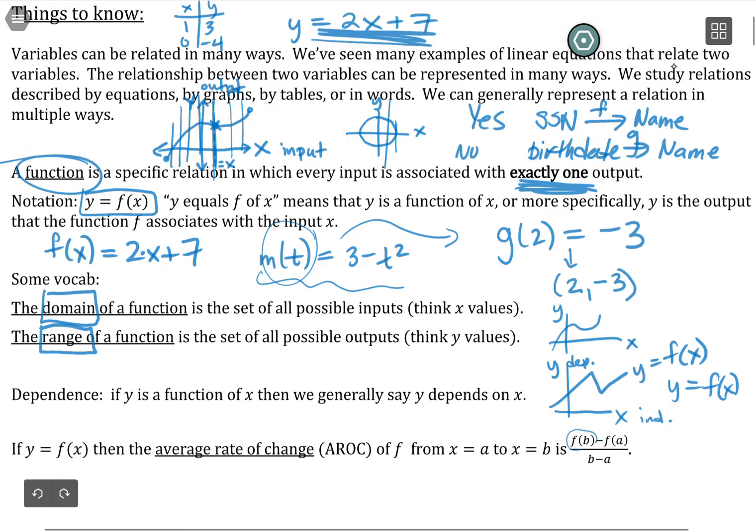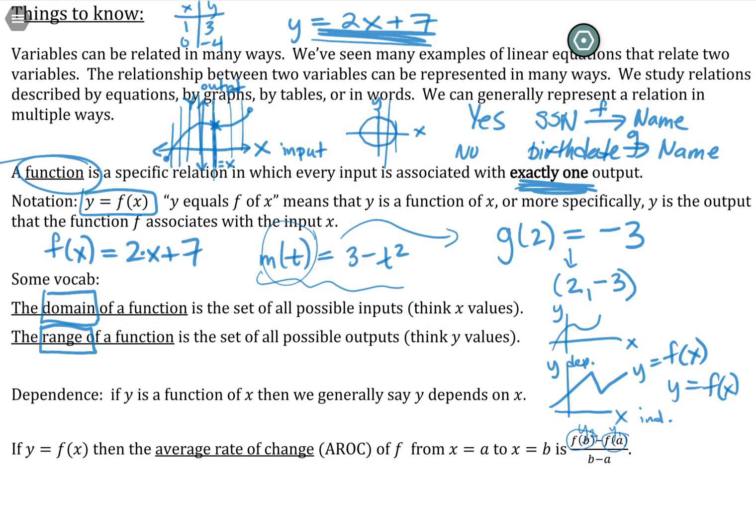Remember I said f of something is always a y value? So this is like the y value that goes with x equals b, and this is the y value that goes with x equals a. So on the top, I'm subtracting y values, and you could even do something like y2 minus y1. And on the bottom, I'm subtracting x values. So this is the average change in y over change in x.